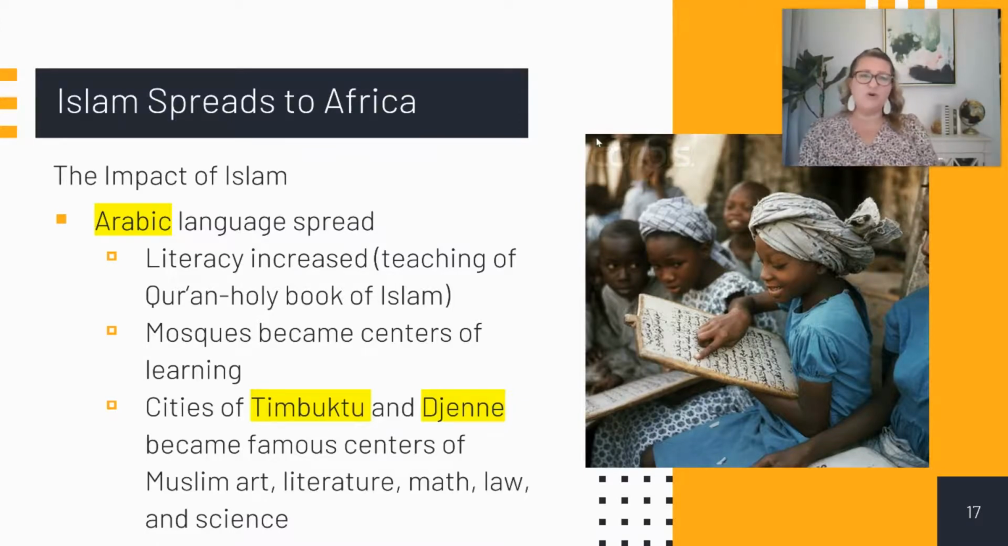So as more people converted to Islam and became Muslims, in order to read their holy book, they needed to learn Arabic. And so mosques really became the universities, the centers for learning. And cities such as Timbuktu and Jenne became famous centers of Muslim art, literature, math, law, and science.